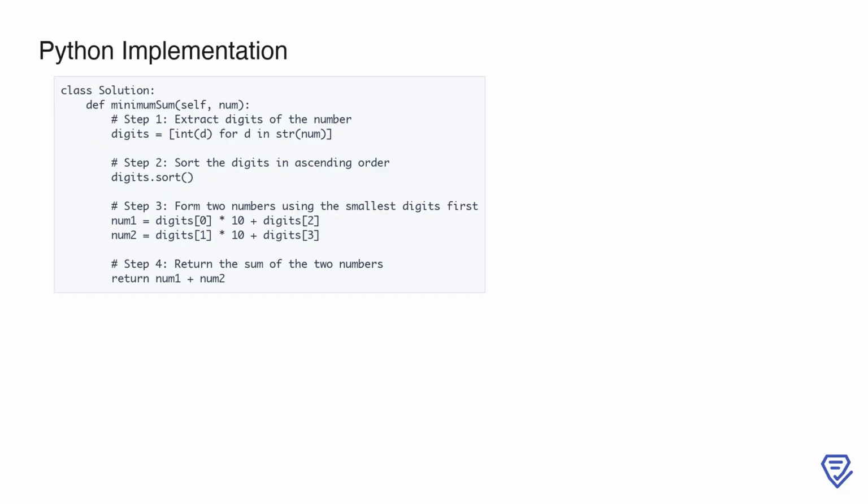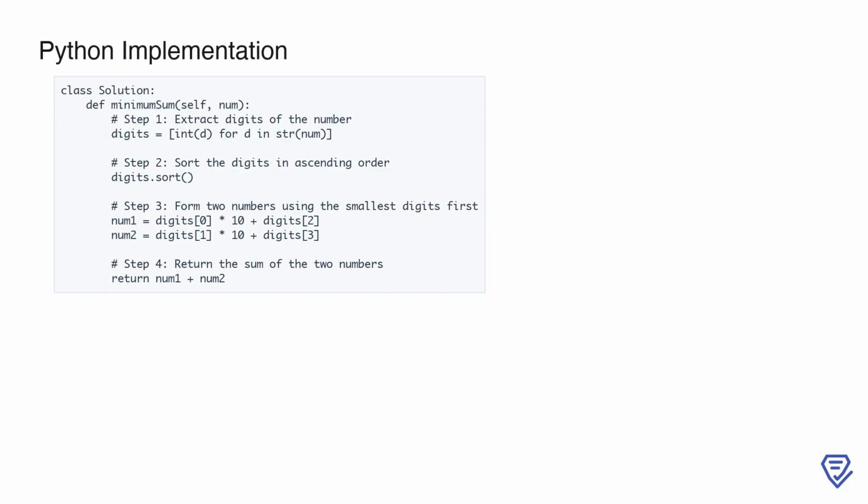4. Return their sum. Finally, the sum of the two numbers is returned. For the example 2938, the sum is 28 plus 39 equals 67. This approach guarantees the smallest sum because sorting ensures that the smallest digits contribute the most to the tens place, minimizing the overall value of the two numbers.